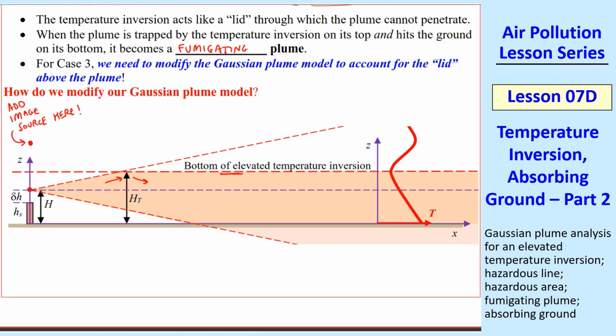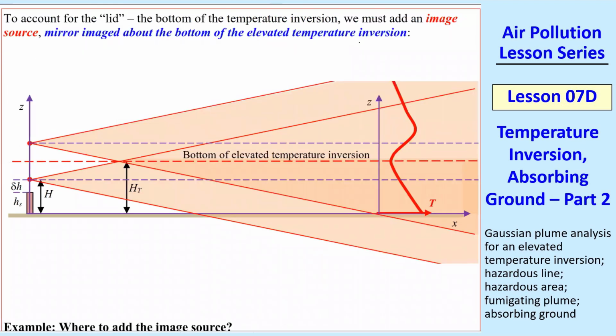So then the question becomes, what height should this be? What should be the elevation, the Z location of this image source? So we have to do a little bit of geometry there. By the way, since we're mirror imaging across this inversion, we don't care what's going on up here. This temperature effect is not part of the new plume, the image plume we added. We're just mirror imaging everything below that bottom of that temperature inversion. So we still see this up here, just a mirror image of everything.